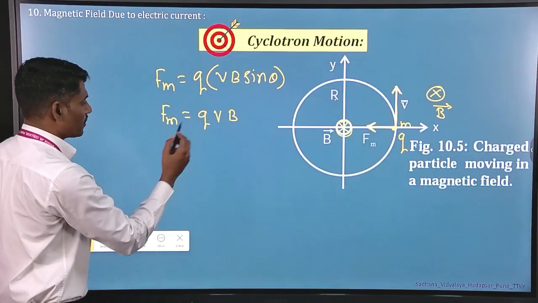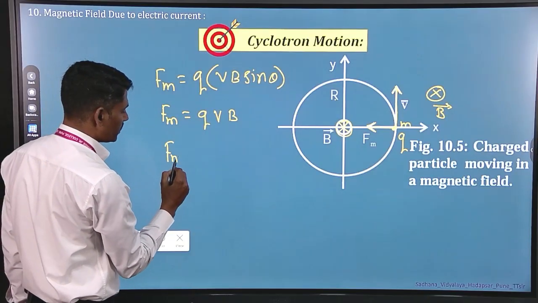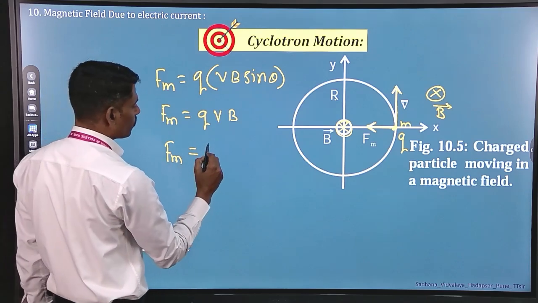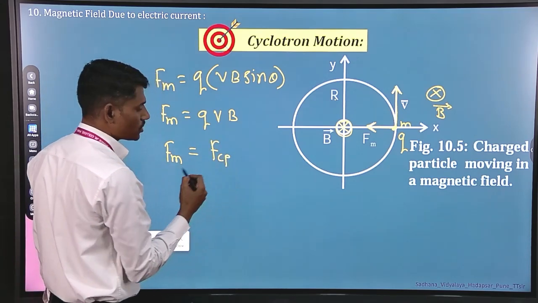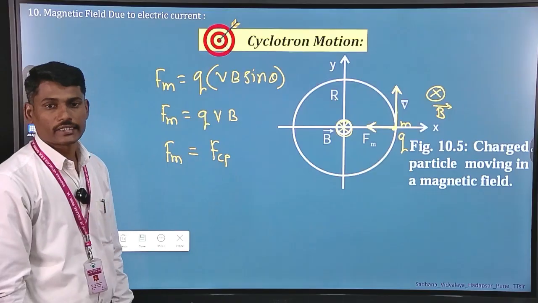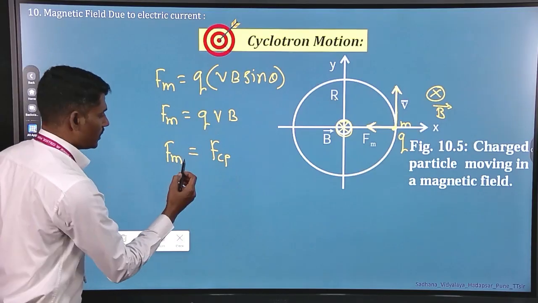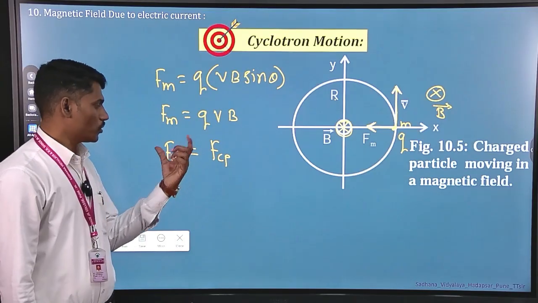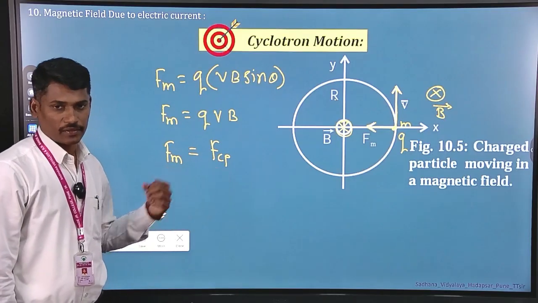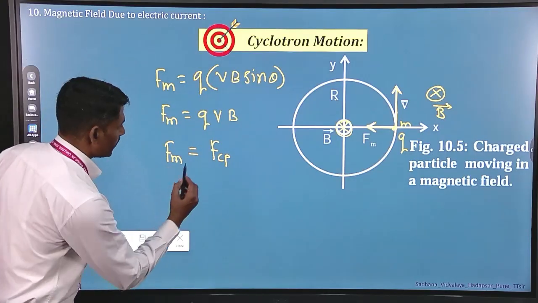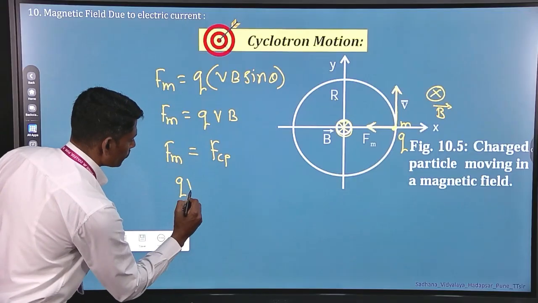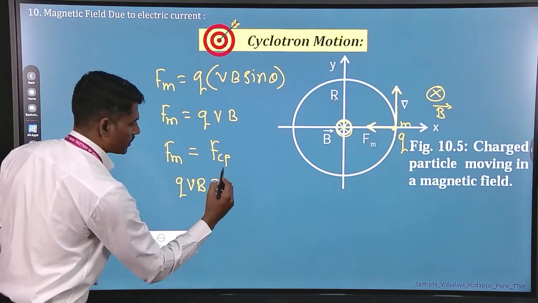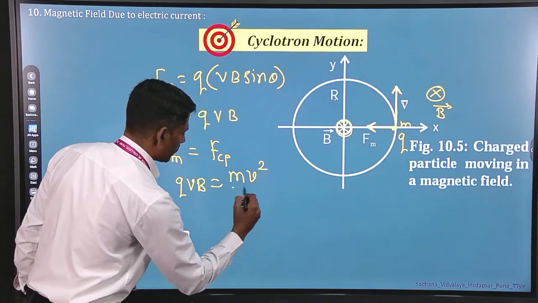Here we equate these two equations. Magnetic force is equal to centripetal force to sustain or to maintain the circular motion, right? Here we equate these two equations. Here we put the magnetic force and centripetal force. What is the magnetic force? Magnetic force is qvB and centripetal force is mv square upon r.